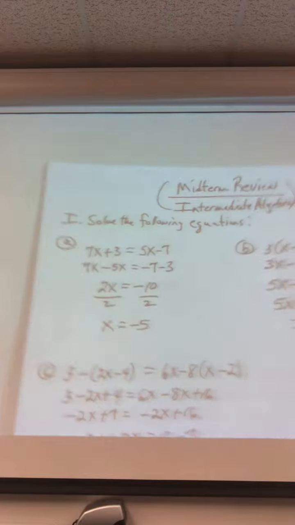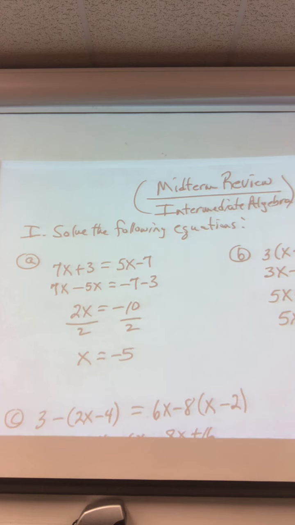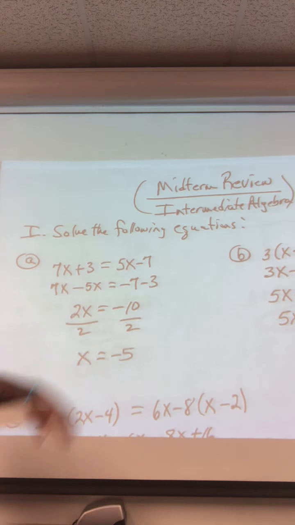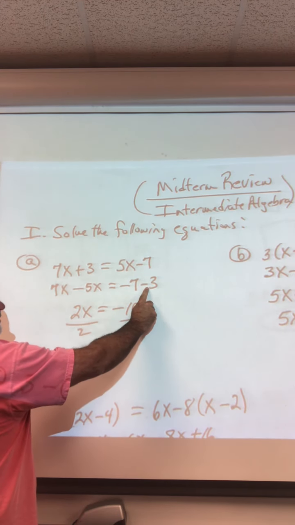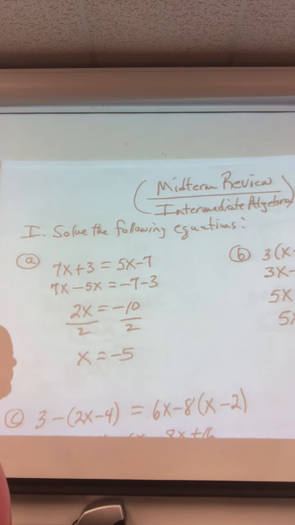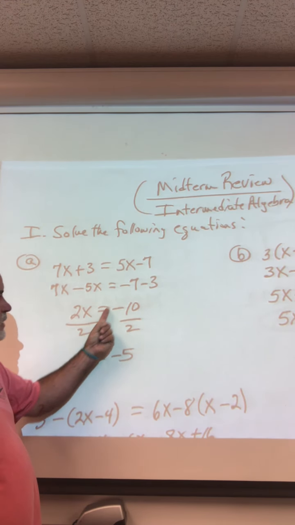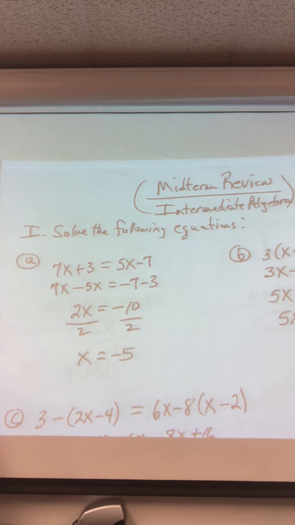So now what I want to do is go back through these problems and go through each one and remind you of where these steps come from. On this very first problem, solve the following equations. This is where we get our x's on one side, numbers on the other. This is a 2-step problem. We subtract 3 from both sides. That's how the minus 3 gets over here. And then minus 5x from both sides. I told you that you can do that in 1 or 2 steps, whatever you're comfortable with. Then 7x minus 5x is 2x equals negative 10. Divide by the number in front of x to get x equals negative 5.